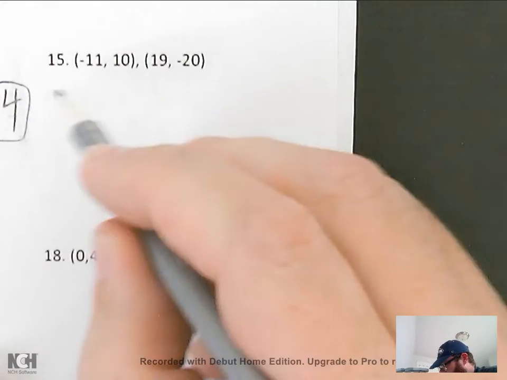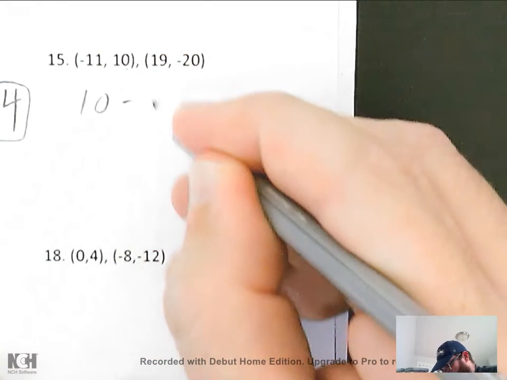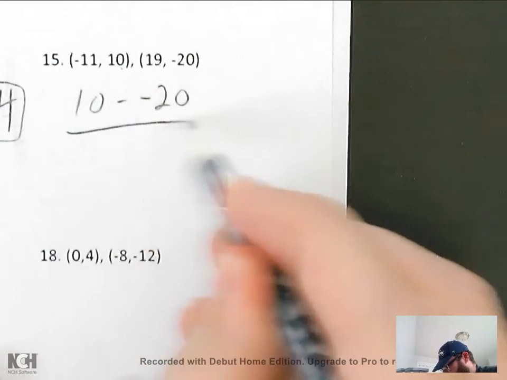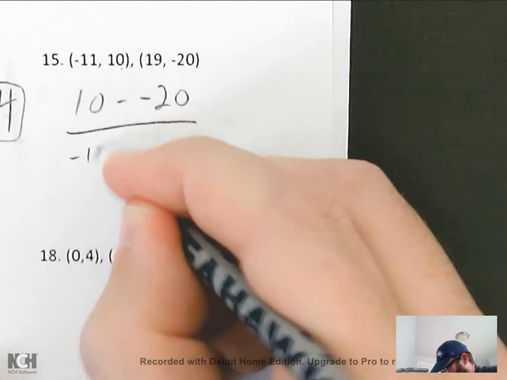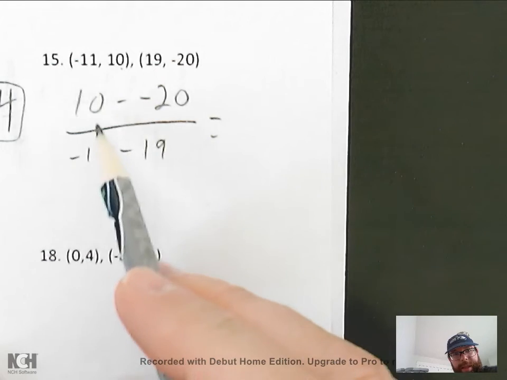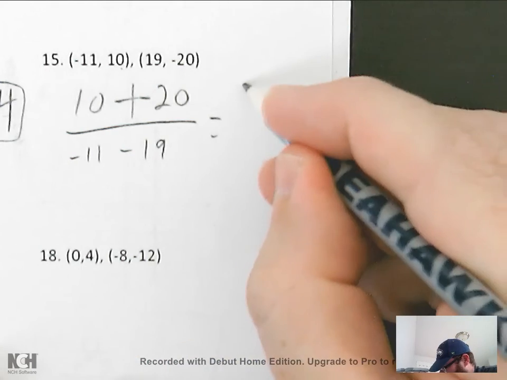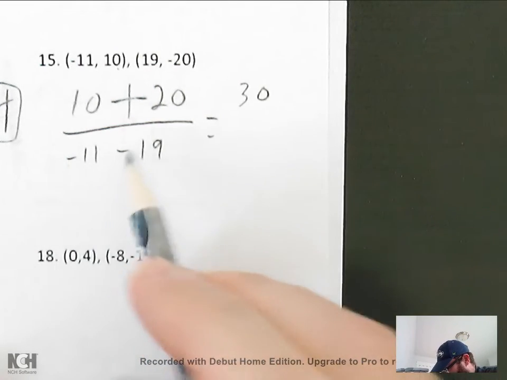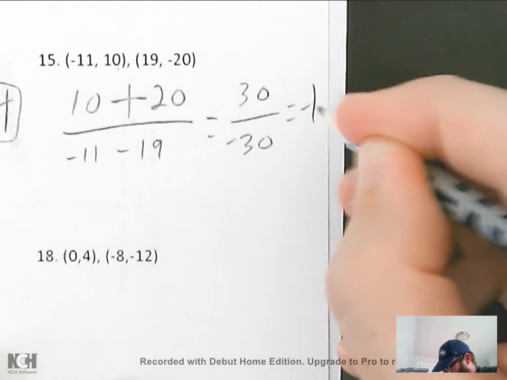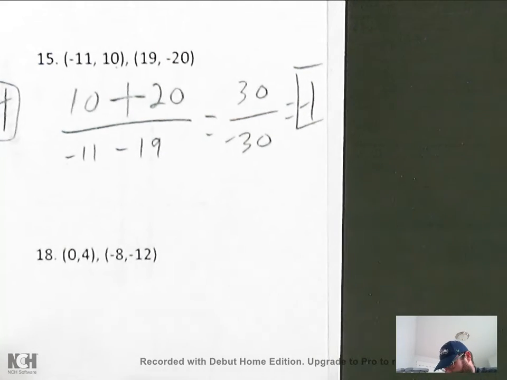Let's try another one. So, again, we would do 10 minus a negative 20. So that means we're going to have to put two minuses next to each other. And then we'd have negative 11 minus 19. So when we do this, this is going to become positive 30 because it's going to become a big plus, right? So it becomes positive 30. Then negative 11 minus 19 is going to be negative 30, which is going to just simplify down to negative 1. Okay, 30 divided by negative 30 is negative 1.